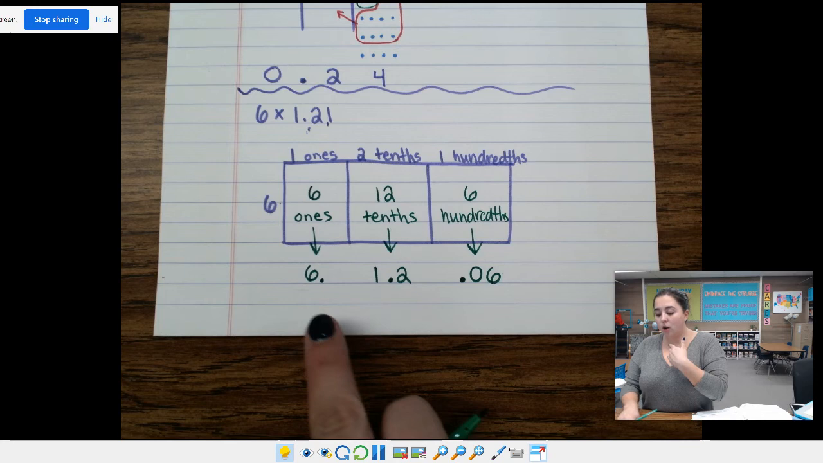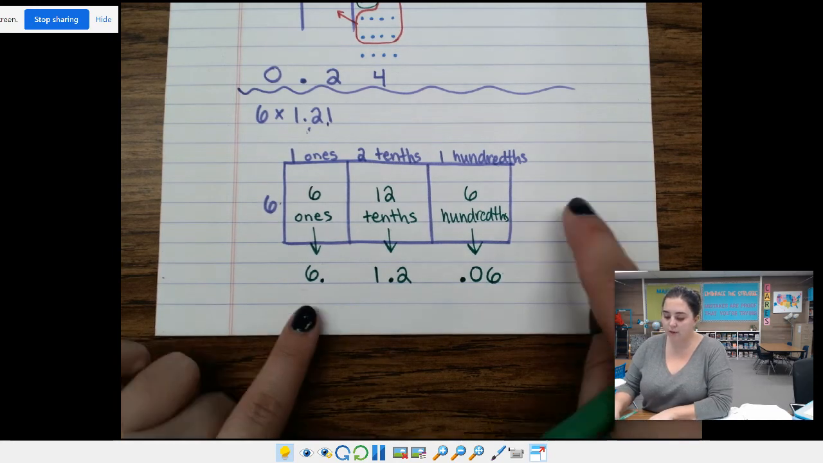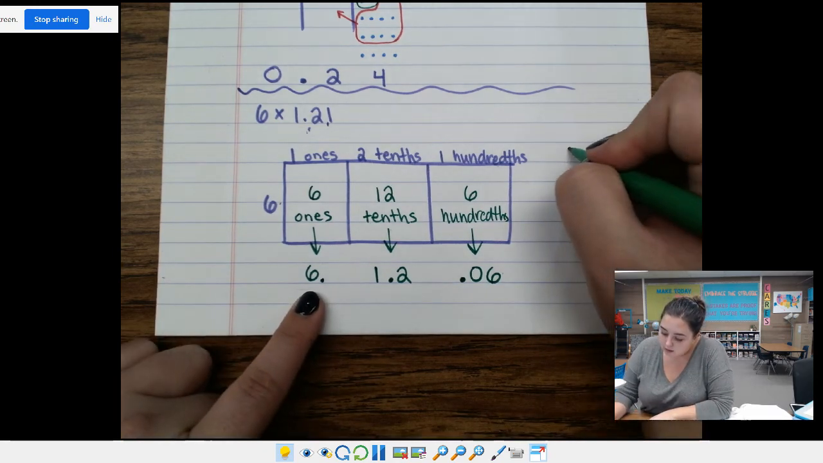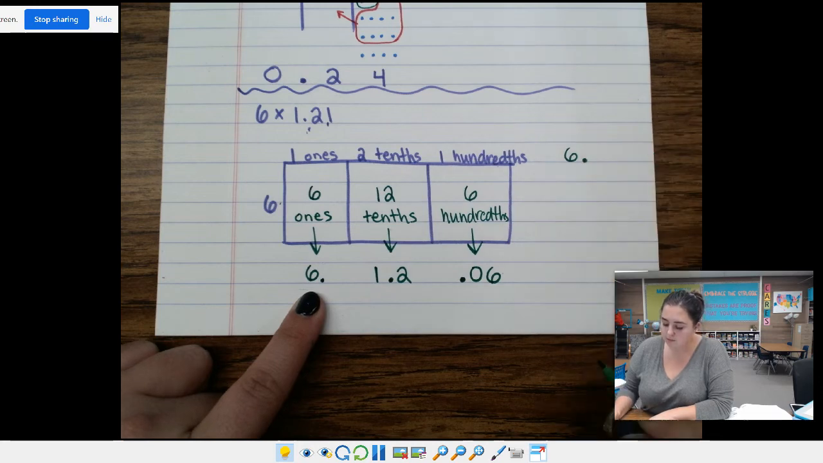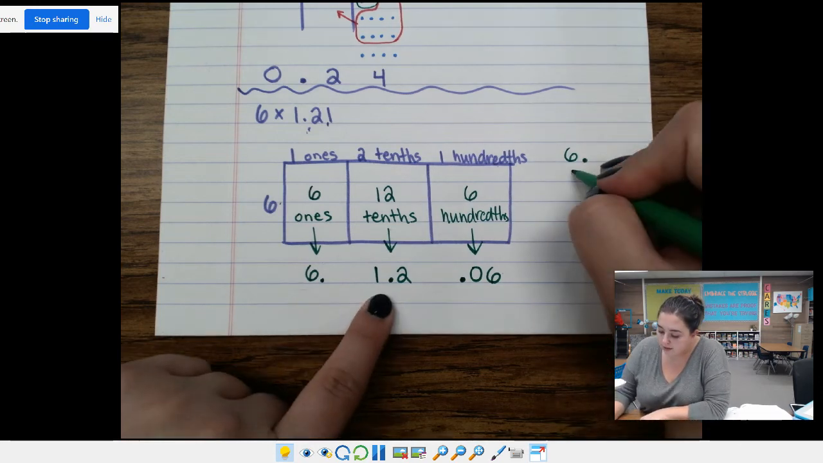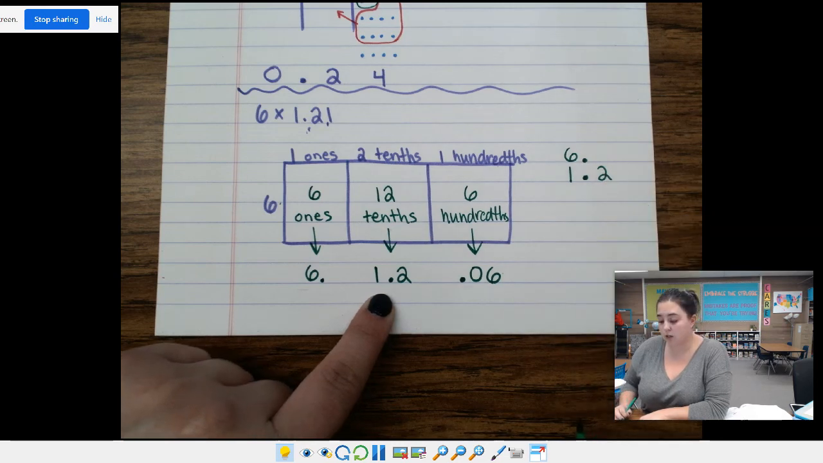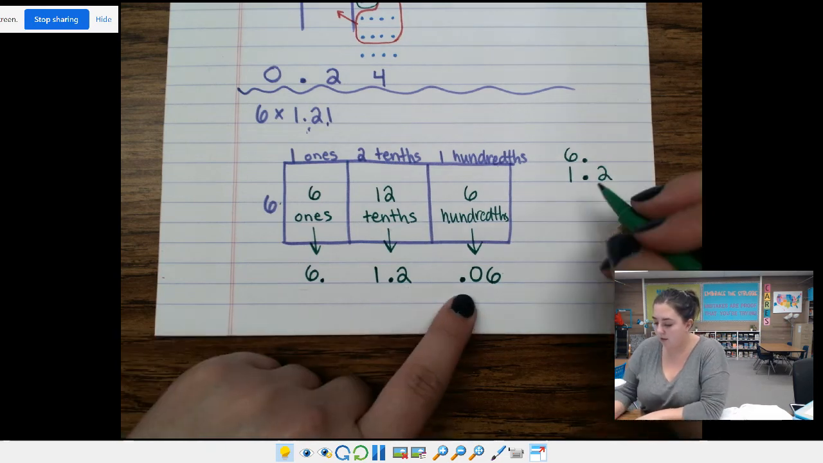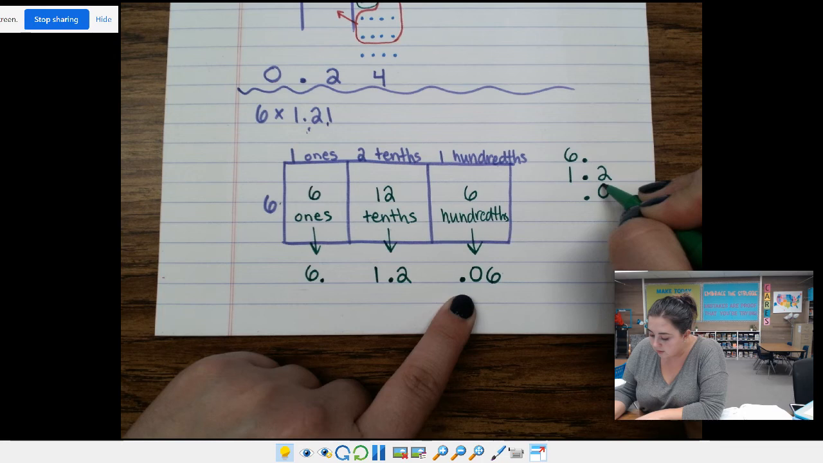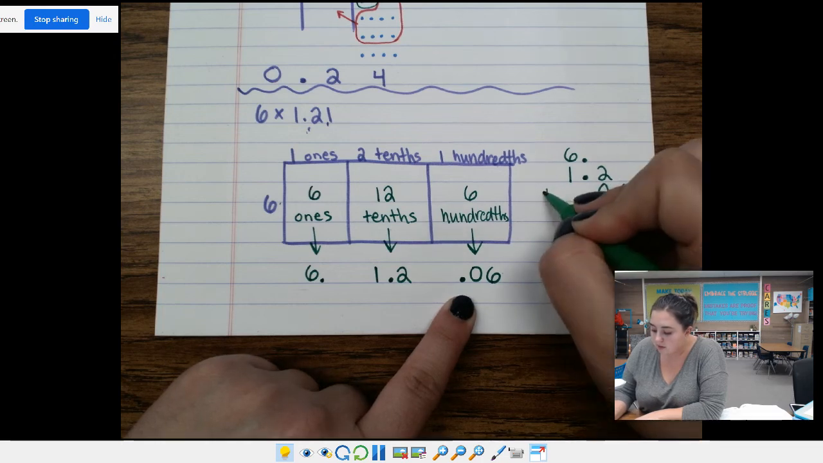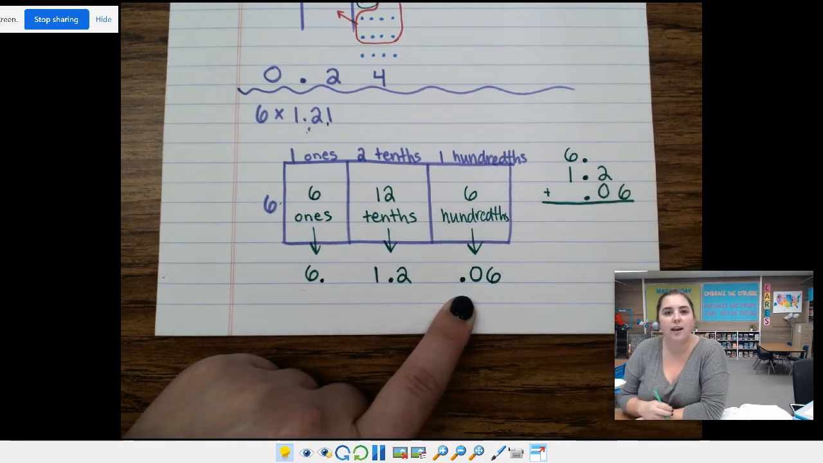Now we have to add our pieces together. So I do it over on the side here. 6 decimal. Then I have 1 decimal 2. You need to make sure that your decimals are lined up. And then decimal 0, 6. Take a second, add them up.